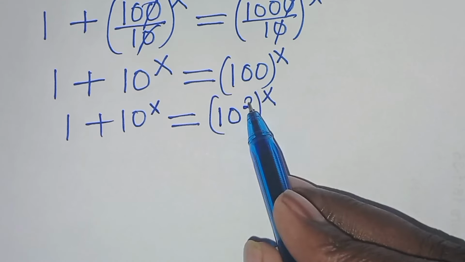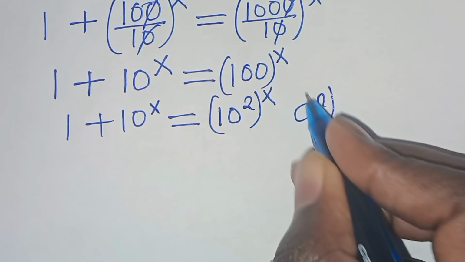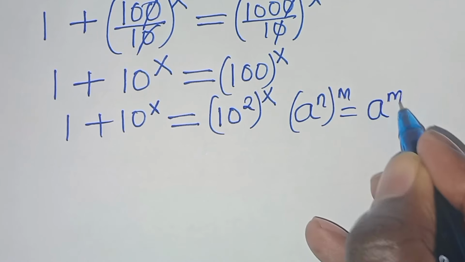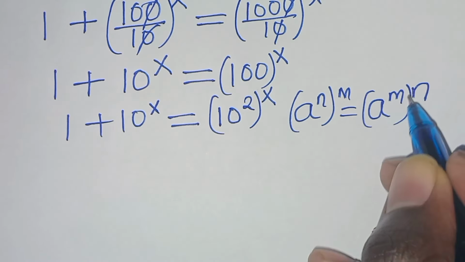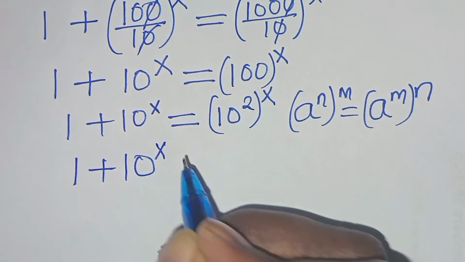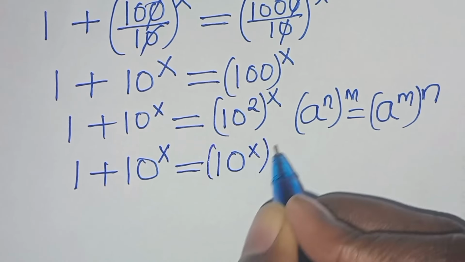But now 10 to power 2 raised to power x is in the form of a raised to power n raised to power m, which we can express as a raised to power m times n. Applying this exponent property, here you have 1 plus 10 raised to power x equal to 10 raised to power x, all raised to power 2.